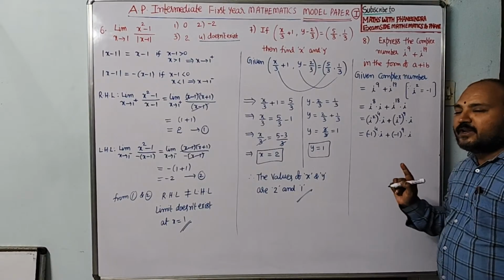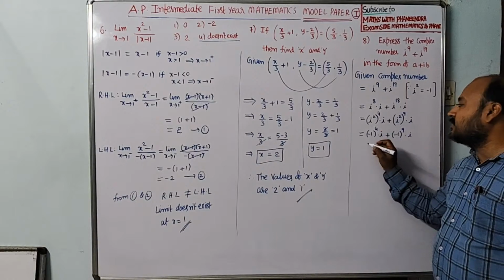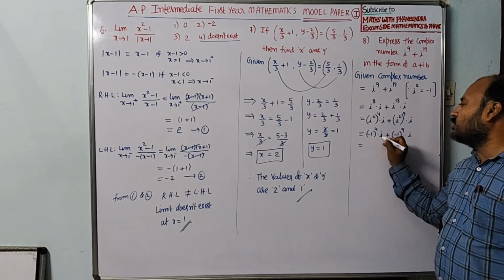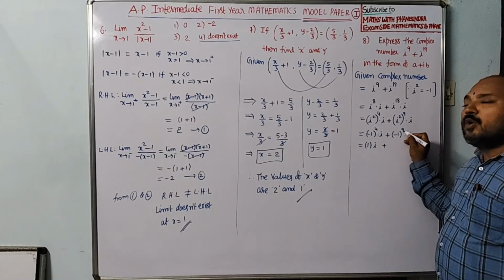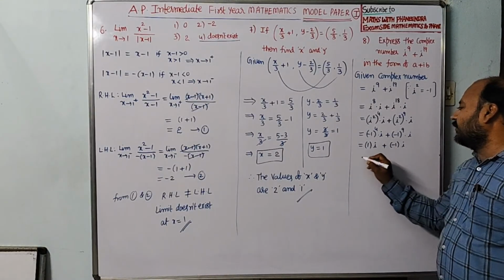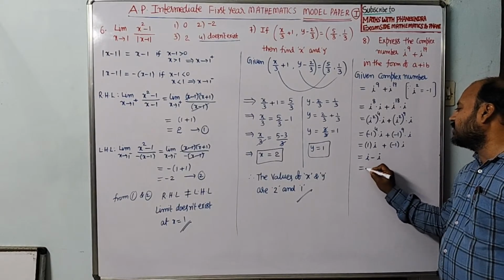Here both are different cases. Why? Because minus 1 to an even power is plus 1. So (minus 1) whole power 4 is plus 1, 1 into i, plus (minus 1) whole power 9. An odd number of times, it is minus 1 into i. So i minus i, which is equal to 0.